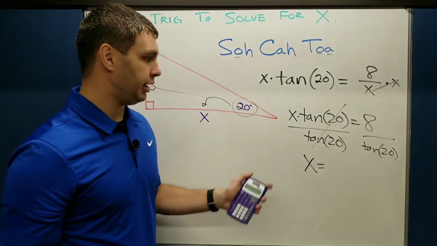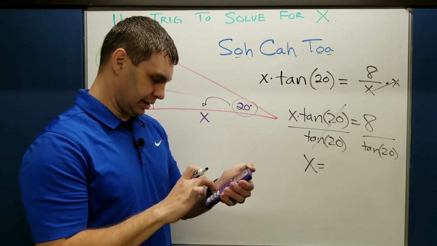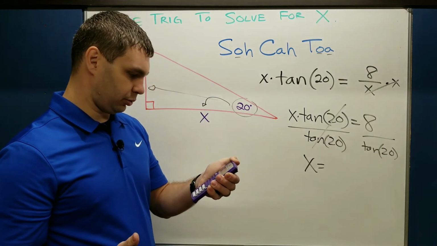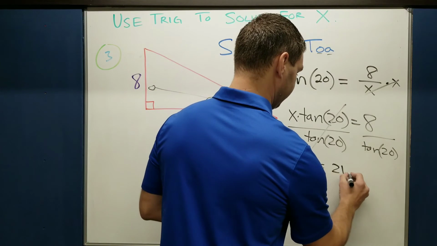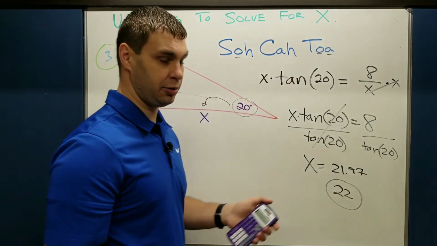That's what I want. And then on the right side, I'm going to let the calculator do all the work for me. 8 divided by tangent of 20 equals 21.97. Let's call it 22. That's pretty close. 21.97, I can round that to 22, or 22.0 if you want.